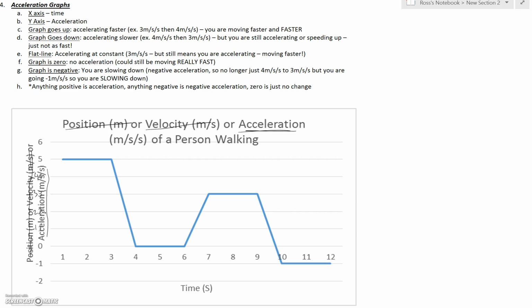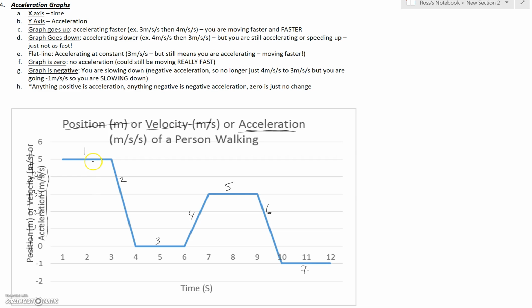Just like with position and velocity, we are going to start with our flat lines, because that's where there is no change, so it's the easiest to interpret. I'm going to label the different sections of the graph: 1, 2, 3, 4, 5, 6, and 7.